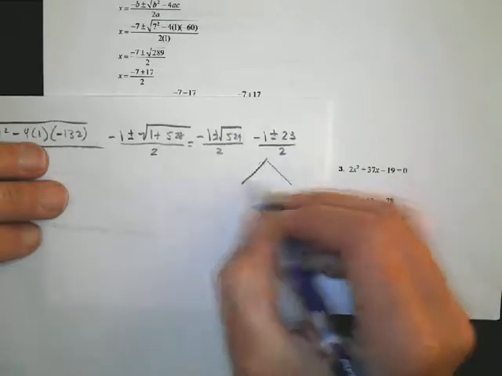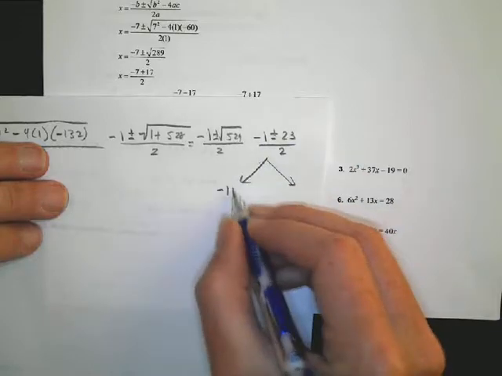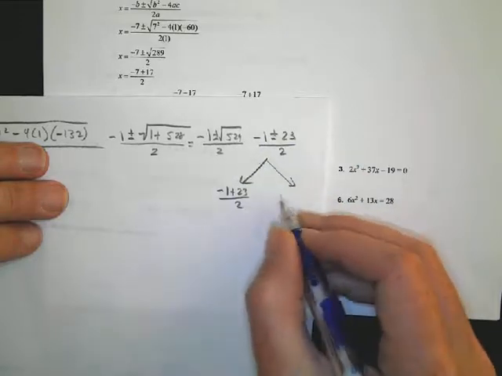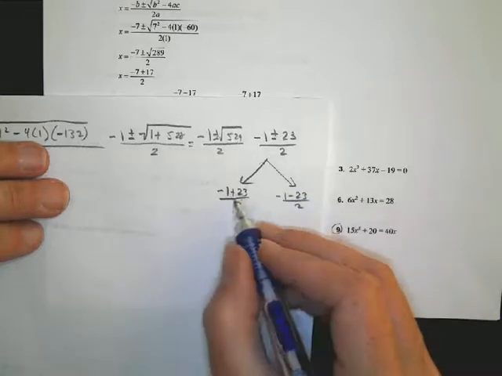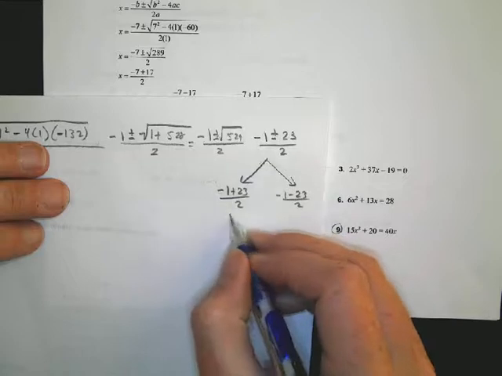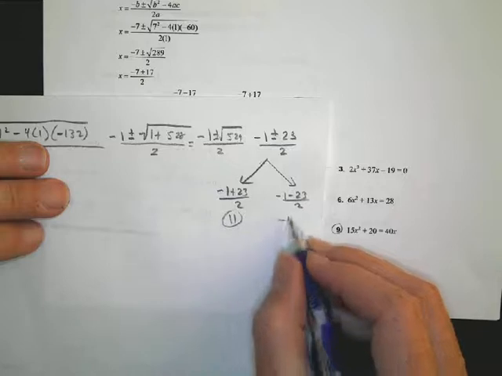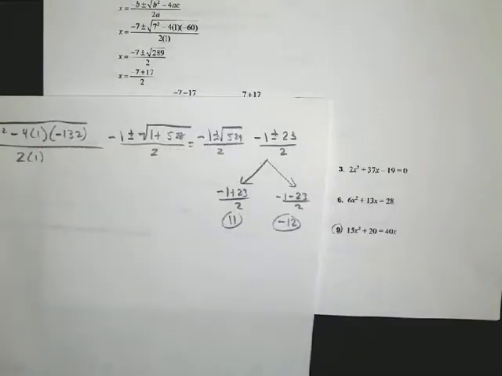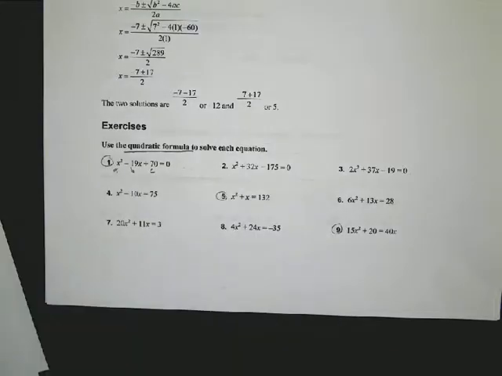So now we can make this go two different ways, right? We have plus or minus, so we have negative 1 plus 23 over 2, and we also have negative 1 minus 23 over 2. So this becomes 22 divided by 2, which is 11, and this becomes negative 24 divided by 2, which is negative 12. And those become our two solutions for that equation for number 5. Let's take a look at number 9.